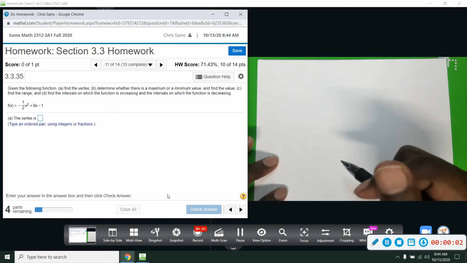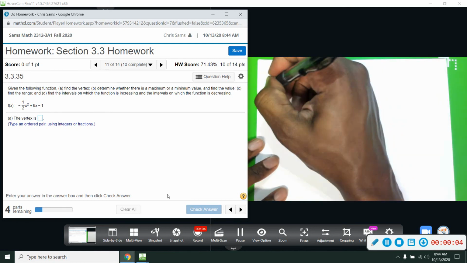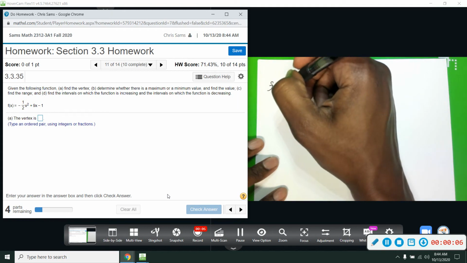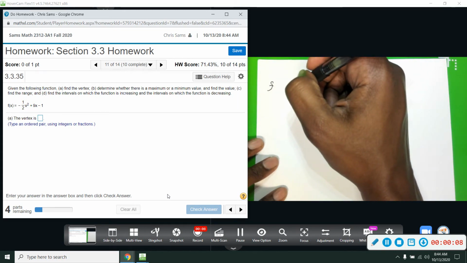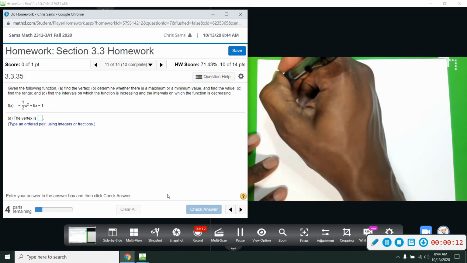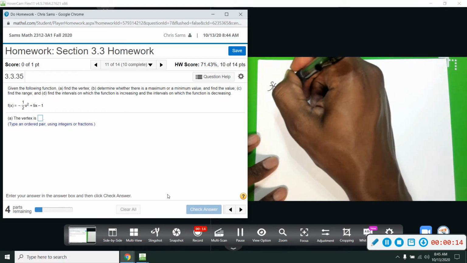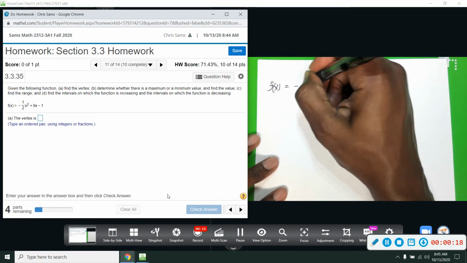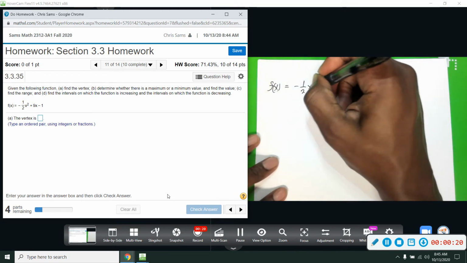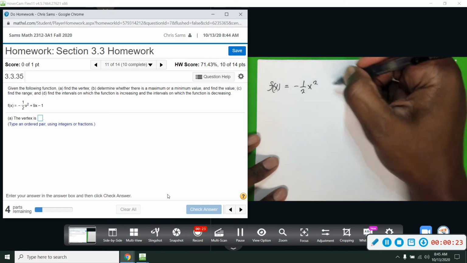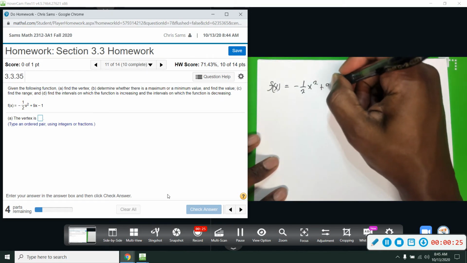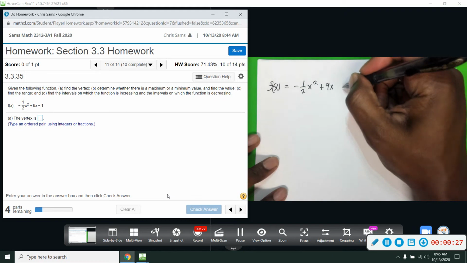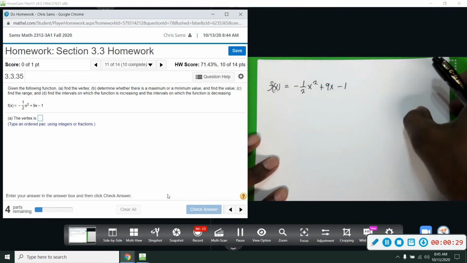At number 11, we're given a function. We want to find the vertex, min or max, range, and increasing or decreasing intervals. We're going to start out with negative 1/2 plus 9, and then minus 1.